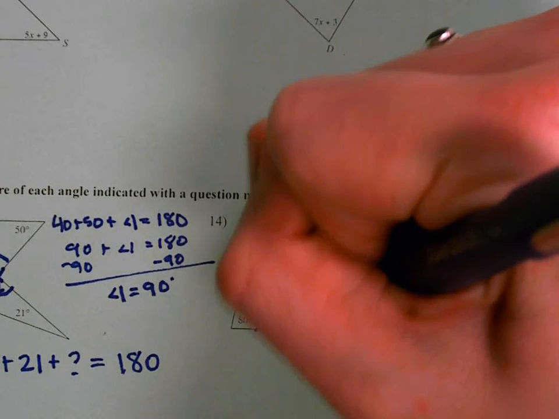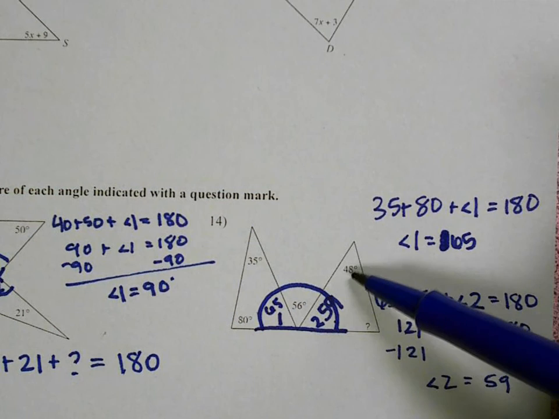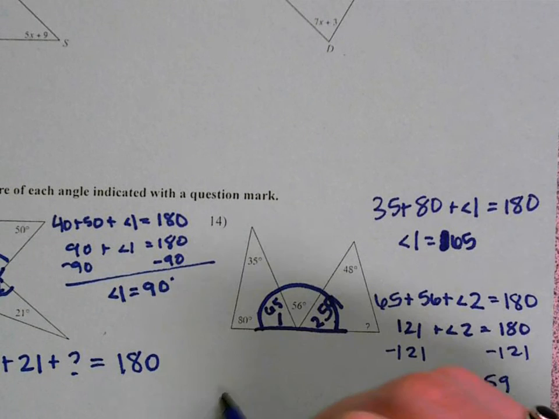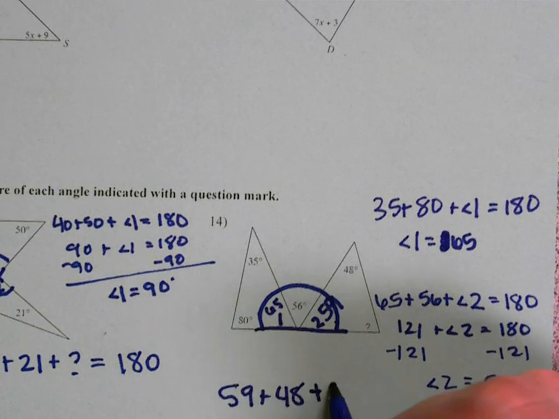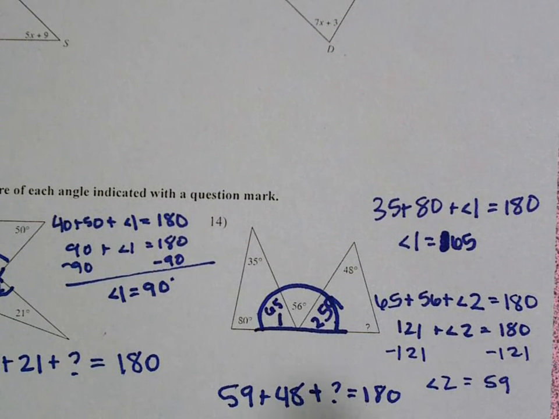So now we have 59 degrees. Now if we know that angle 2 is 59 and this top angle is 48, we have our second triangle over here. We can add the three angles of the triangle, and we know that's going to equal 180. So again, I'll let you solve that one on your own. Okay, just get the question mark all by itself, but then you should be able to find your answer.